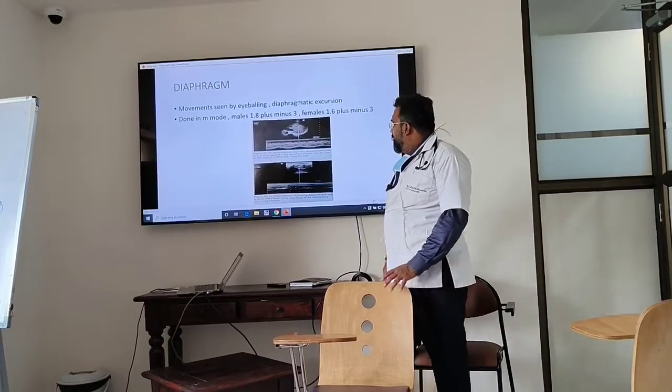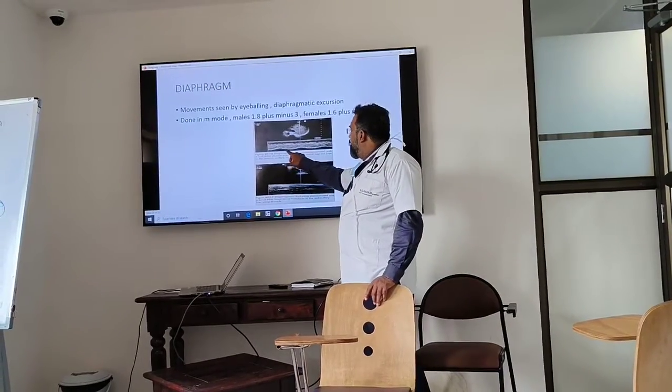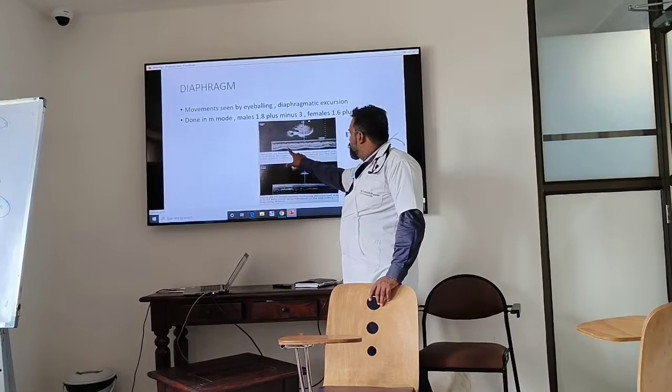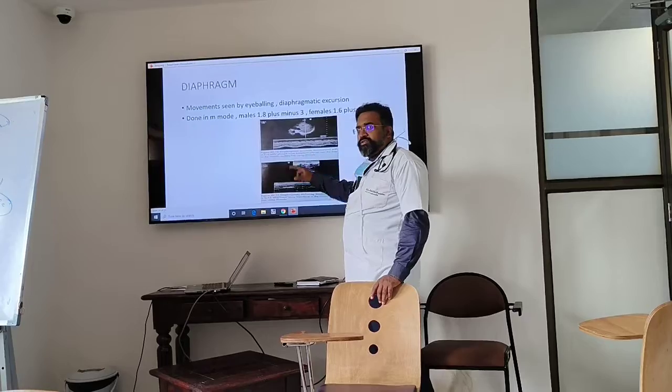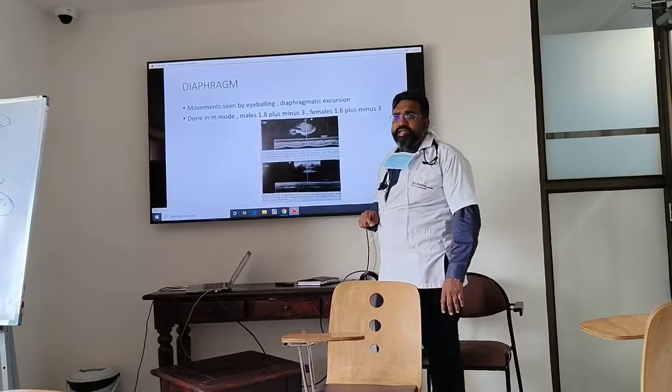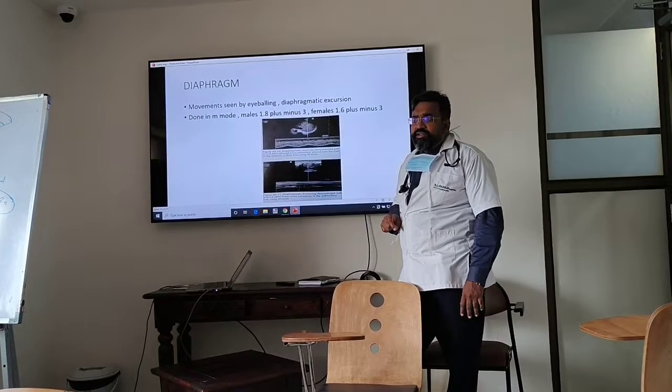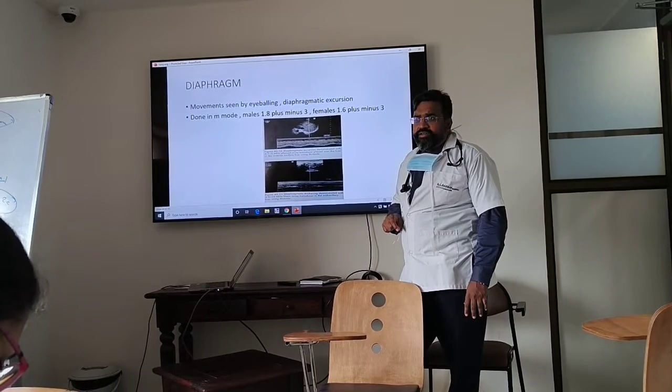Clear? And when I see this movement of the diaphragm, then I take the highest point over here and the lowest point over here, and I join these 2 points. That distance is called diaphragmatic excursion. That distance in centimeters is the diaphragmatic excursion.